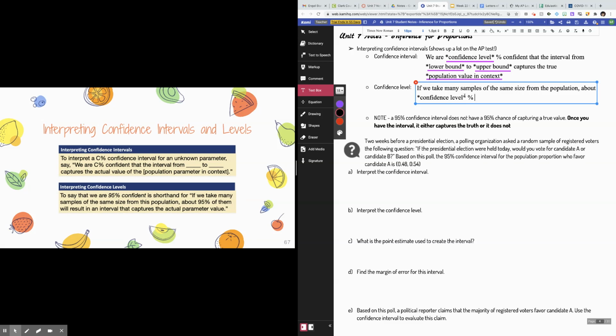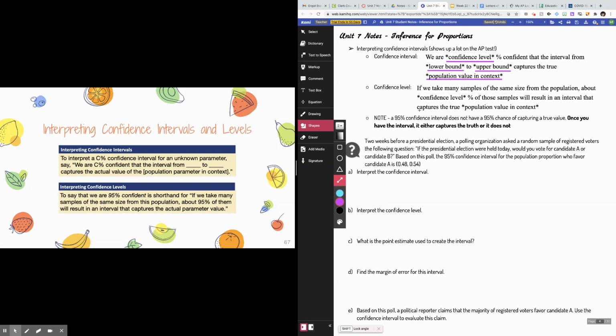So this certain percent of those samples will result in an interval that captures the true, and then you again state your population value in context. Okay, so your fill in the blanks are here and here. I'm going to do an example for you in a second where I'll actually interpret those and show you what I mean, like how you fill that stuff in.